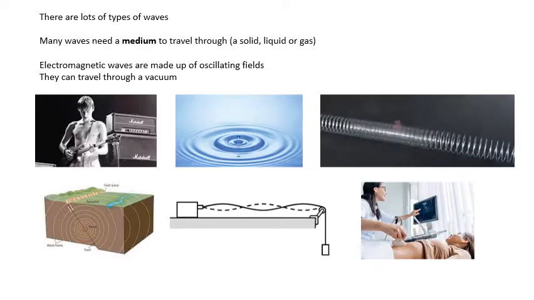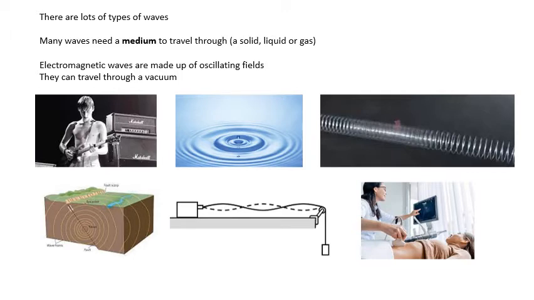Now, there's lots of different types of wave. Lots of waves need a medium to travel through. They have to travel through something, a solid, a liquid, or a gas, and that's called a medium, the thing that it travels through. Electromagnetic waves don't need a medium. They can travel through a vacuum. Anyway, lots of types of waves.